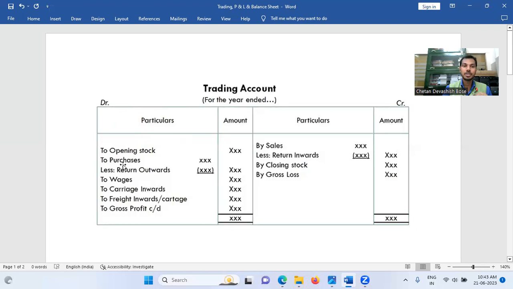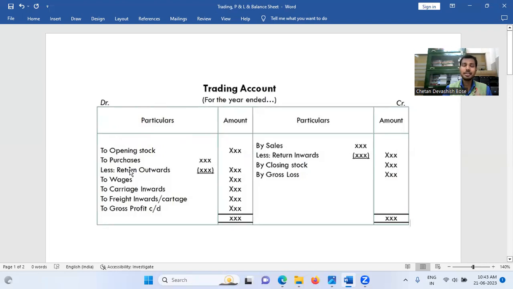Now the next is purchase. Why do we make purchases? Of course, for production purpose. What kind of purchases do we make generally? We make purchases of raw material. So again, it is an expense, and it will come at the trading account debit side. Debit all expenses or losses. So purchase is an expense.